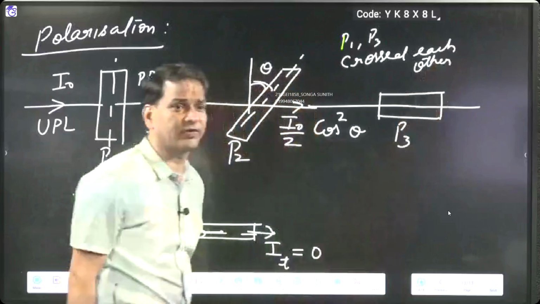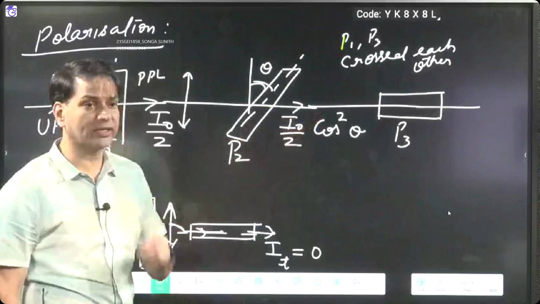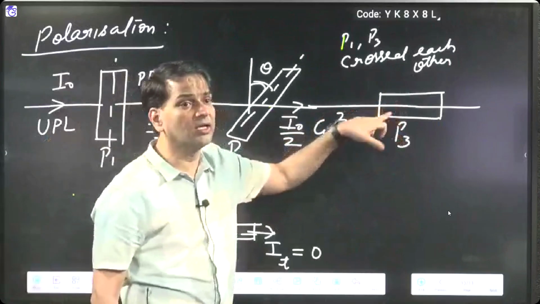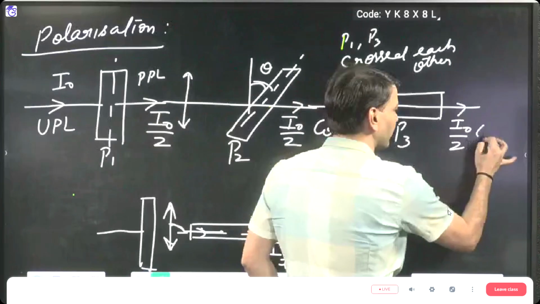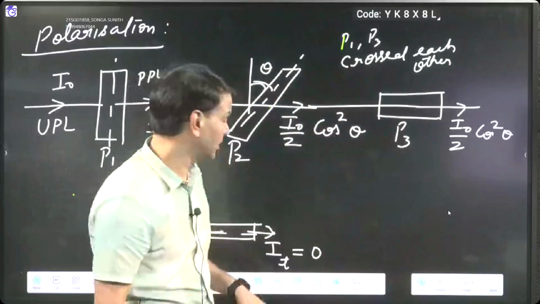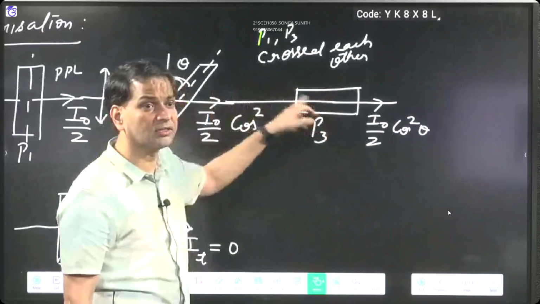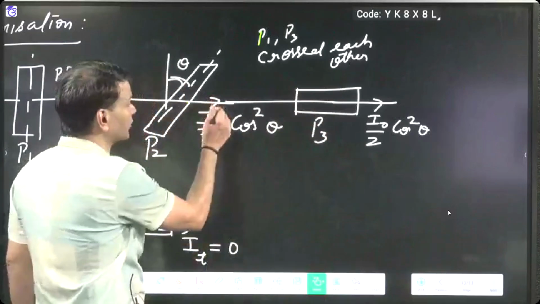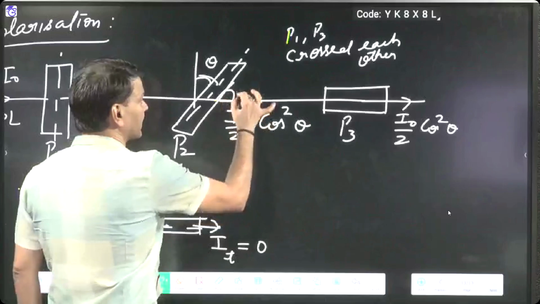Then how much will it transmit? Up to the second I got I naught by 2 cos square theta. So what is incident on the third? Incident on the third is I naught by 2 cos square theta. Then incident into cos square theta, where theta is the angle between the axes of these two. Now what is the angle between the axes of these two? Its axis is this and its axis is this. Then what is the angle between them?